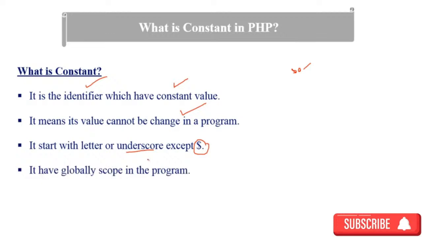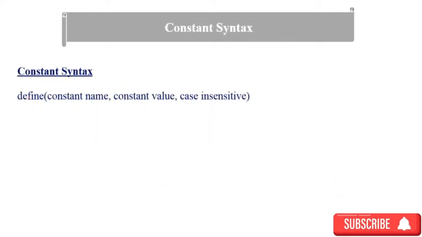You know that there are two scopes for a variable, local and global, but a constant has only global scope in the program. What is the syntax of creating a constant in PHP? You have to use the define keyword, then the constant name in double quotation marks, the constant value, and a case-insensitive value true or false, but it is not supported in this version of PHP.